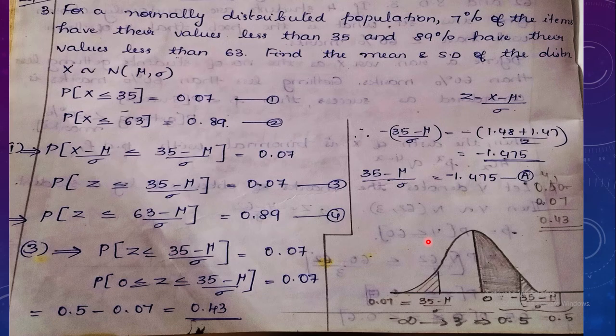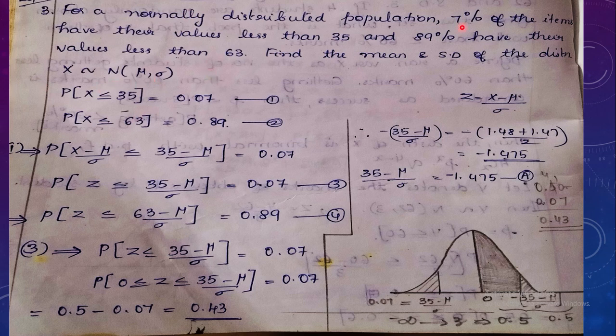Let's move on to another problem. For a normally distributed population, 7% of the items have their values less than 35 and 89% have their values less than 63. You are asked to find out the mean and standard deviation of the distribution. Now it is clearly said that x follows what? A normal distribution with mean mu and sigma.